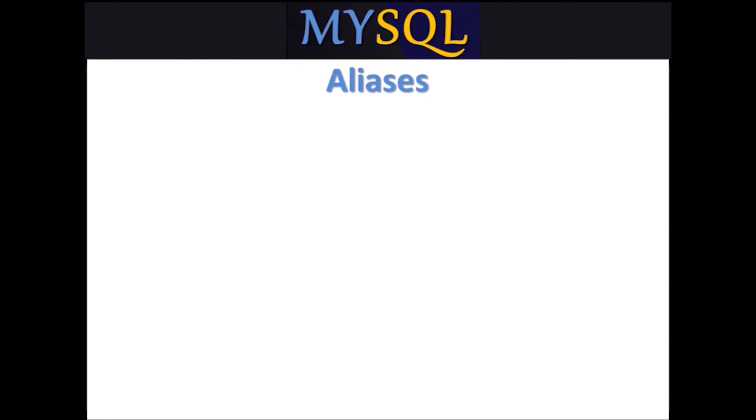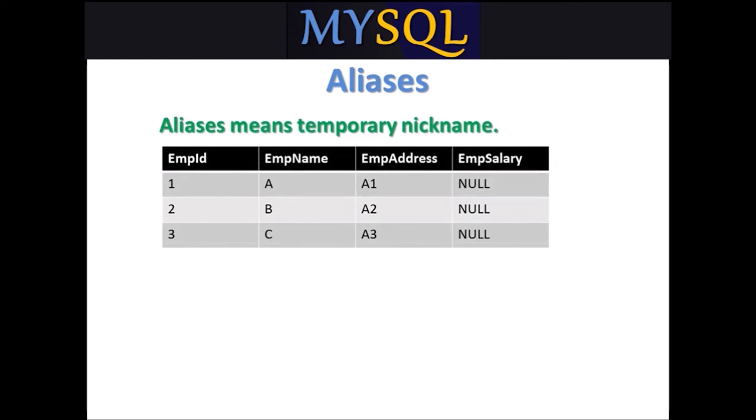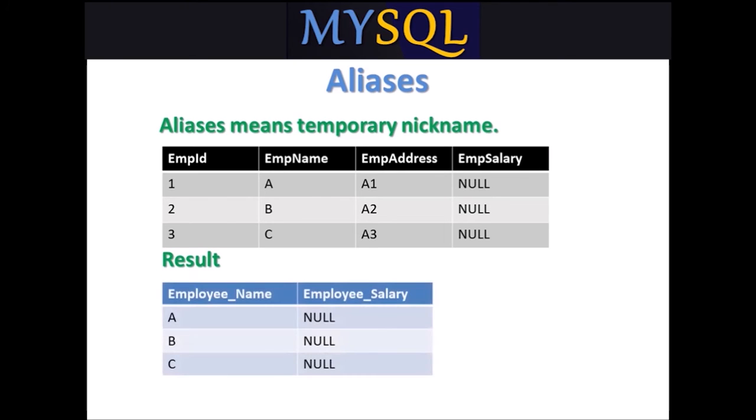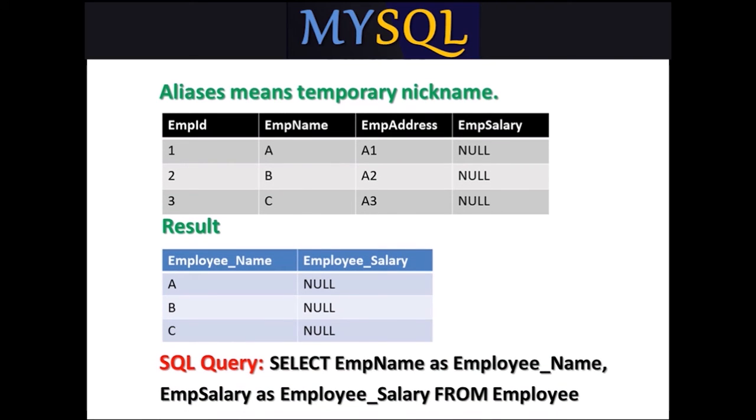Aliases. Aliases means nickname. You can give a temporary new name to a particular column, while fetching data from table. Suppose from the below table, after fetching EMP name and EMP salary, you want to see the result as below. This is a virtual table. And these are the aliases names that you have to give during select query. The query you need to write: select EMP name as employee name, EMP salary as employee salary, from employee.